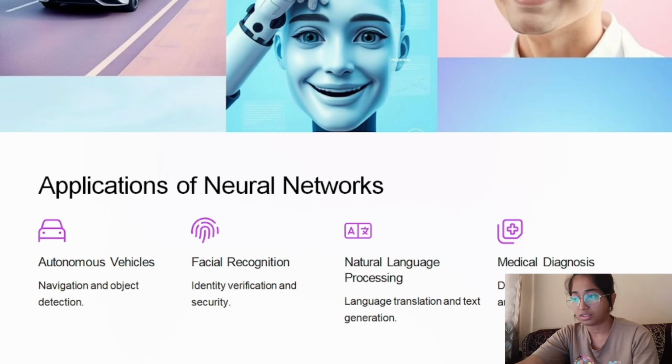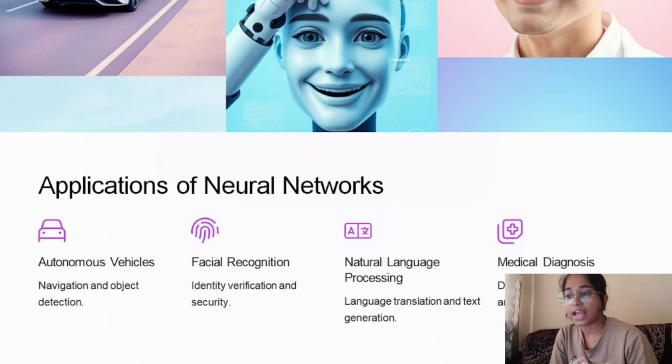Facial recognition: identity verification and security. This is also an application of neural networks, in which we can verify identity. For security purposes, we all have a lock on our mobile phones, also the face lock and the fingerprint lock. So this is an example of neural networks.